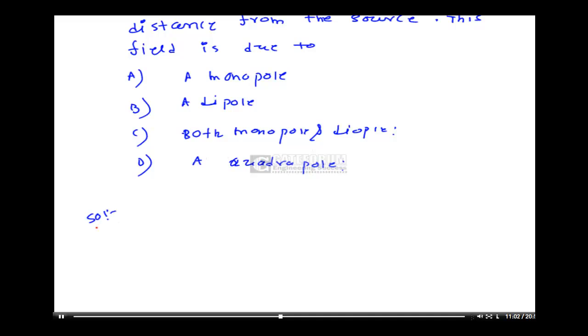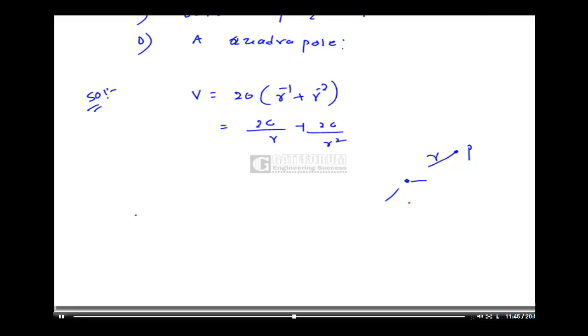Here the solution is, the field is given as 20 r to the power minus 1 plus r to the power minus 2. That is, 20 by r plus 20 by r square. We know that, suppose a point charge is there. Due to this point charge at a distance point P, the point charge is located at the origin. What is the potential?